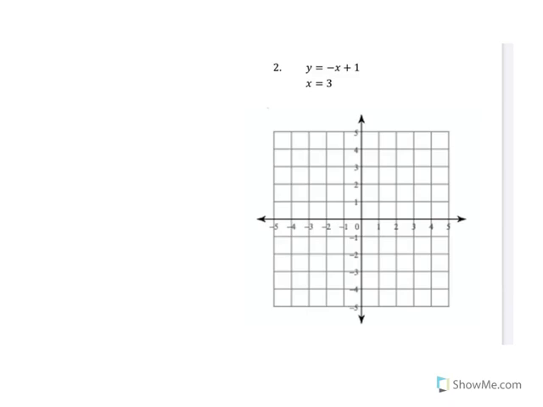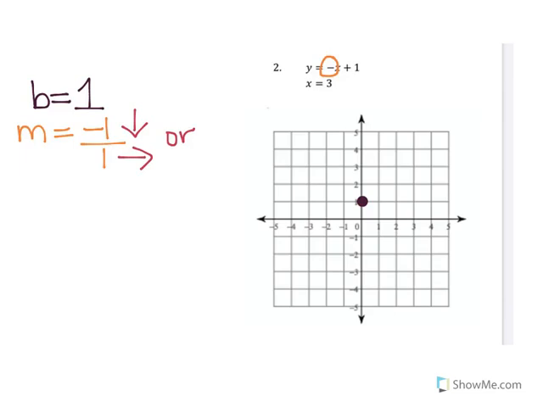Okay, question 2. The first equation, y equals negative x plus 1, is already in the form y equals mx plus b, and our y-intercept is 1, so that's where we're going to start our graph. And our slope here, the number that is in front of x, is just a negative 1, so you can put that over 1 to make it a fraction. And that means that you are going to go down 1 and to the right 1, or if you want to go in the opposite direction, you can go up 1, but then you would have to go to the left 1.